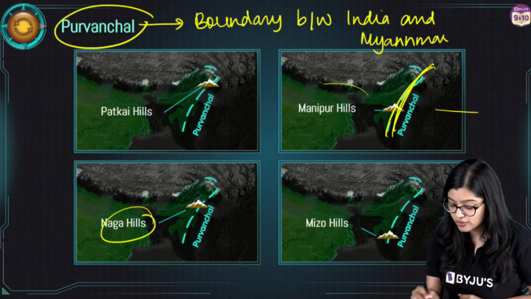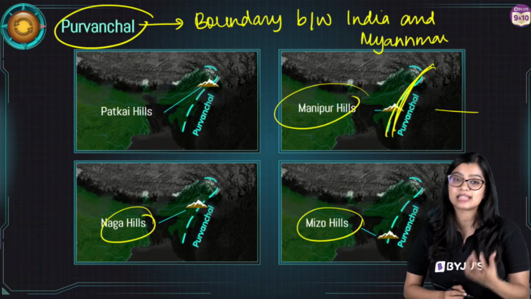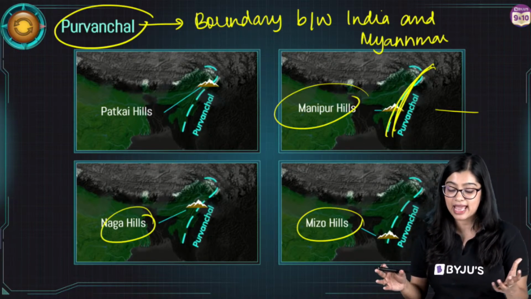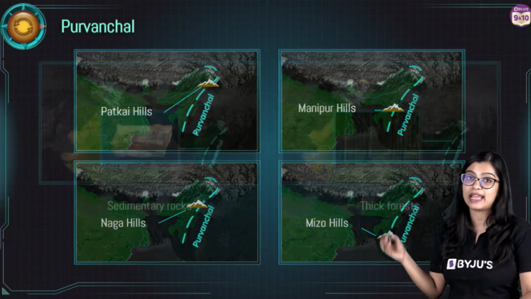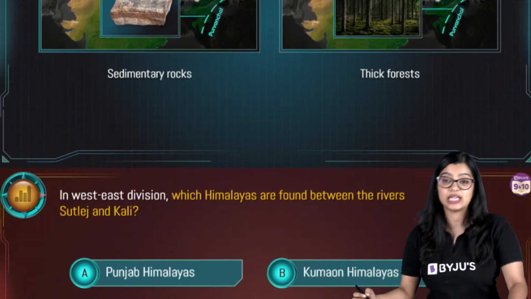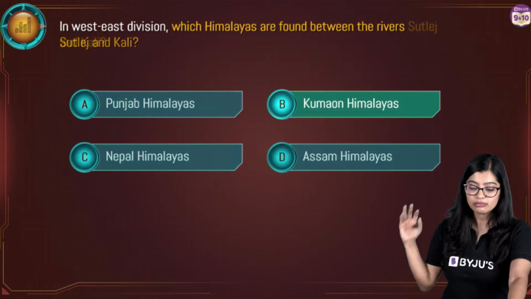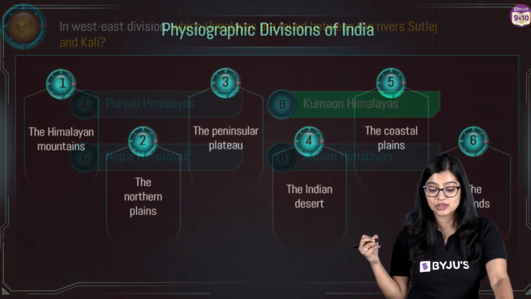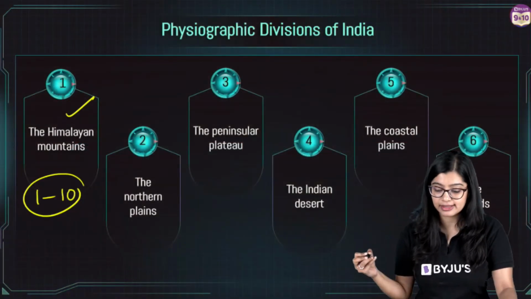Now, of course, it includes various hills like the Mizo Hills, Naga Hills, right? So many of them are there. And along with that, what do we see? They have different kinds of rocks, like your sedimentary rocks, and they have thick forests. Yes? Now we will move on to the next one, which is going to be our northern plains, right?